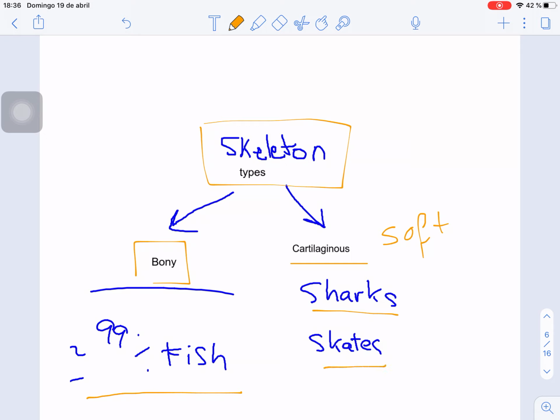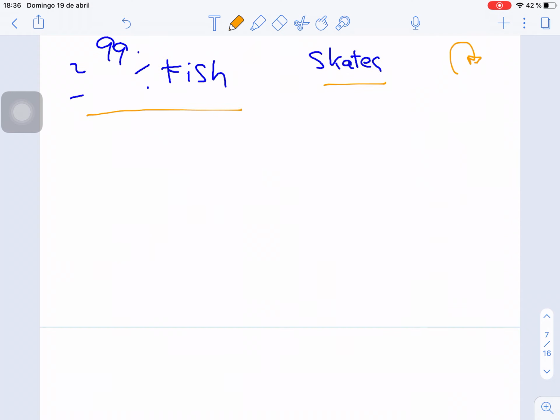Well, what is the advantage of having this? Apparently, this flexible skeleton allows them to do a lot of turns quickly, so it's good for predators because they can change direction and catch the fish.